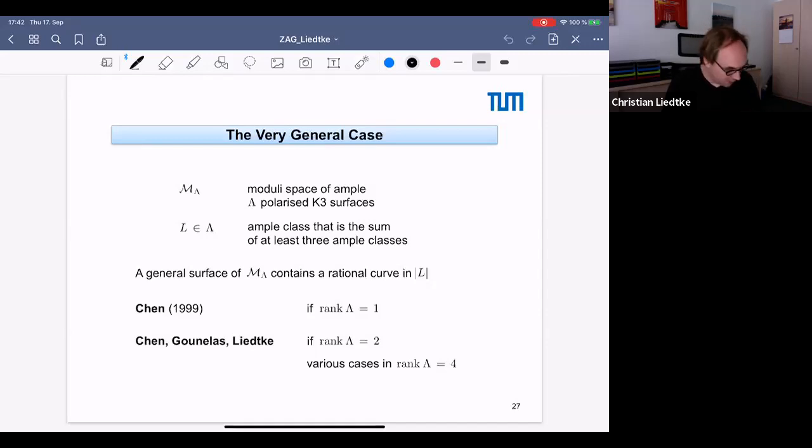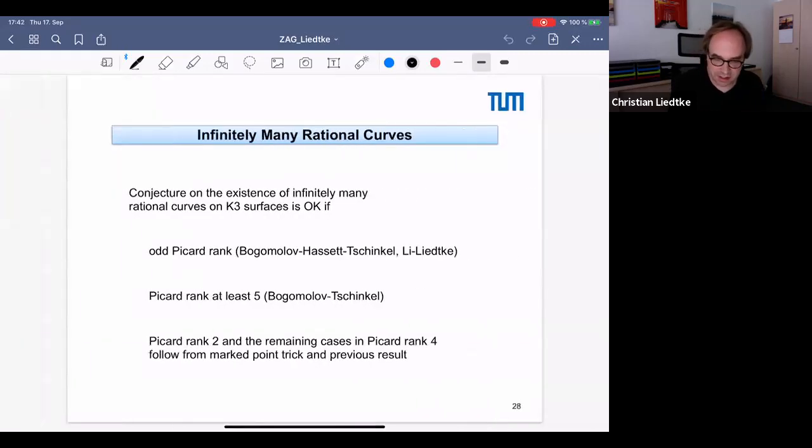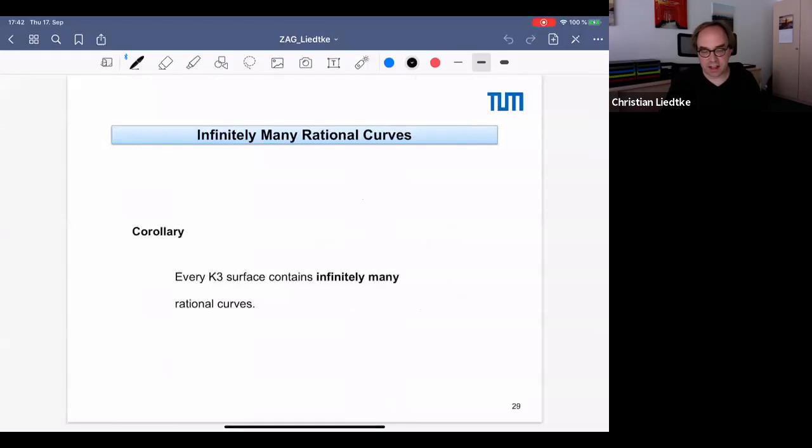So the upshot of all this is that the conjecture on the existence of infinitely many rational curves is true. In the very general case, it is true for odd Picard rank, as I mentioned earlier. It is true in Picard rank at least 5. There is a finite list of rank 4 lattices, and it's open in rank 2. This can be treated by combining the marked point trick with the existence result from before. And so if you combine all that, the upshot is that every K3 surface contains infinitely many rational curves.